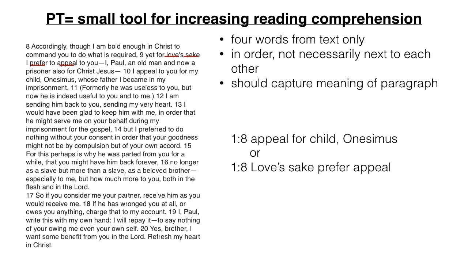Try this one. 4 words from the text. Yep. In order. Yep. And do they capture the meaning of the paragraph? Actually, it's pretty good. This is a B level. I give you a B for this one. "Love's sake, prefer appeal." It's got the appeal in there, and it's got the love's sake thing, which is kind of like what happened with Onesimus. It kind of points at it.